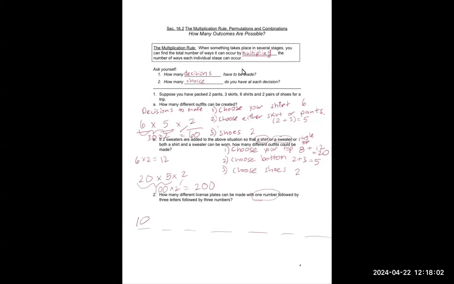Because between 1 and 9, there's 9. And if you add 0 in, then there's 10 digits. So there's 10 different choices for the first number in the license plate. And then next, followed by a letter. Well, there's 26 letters. So that's times 26. And then there's another letter, so 26.